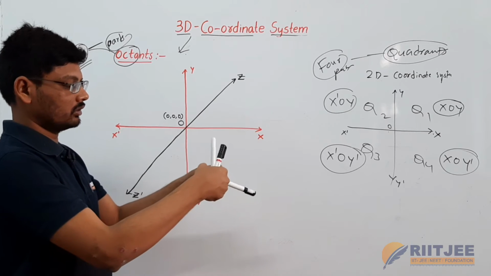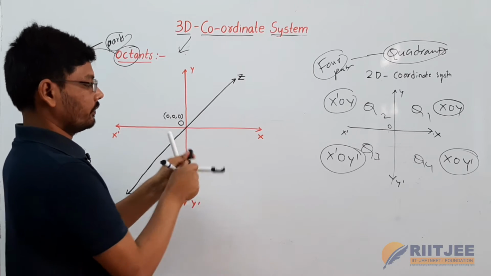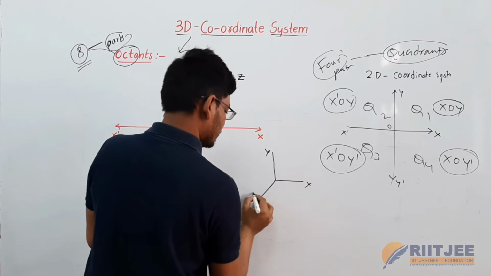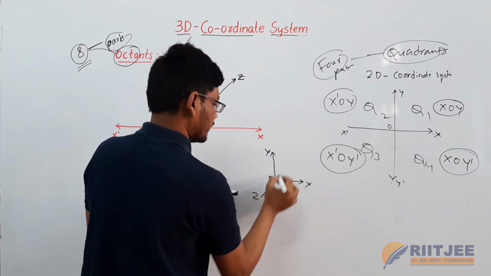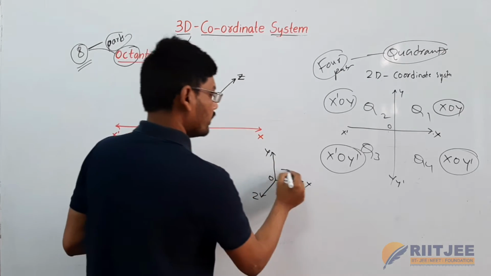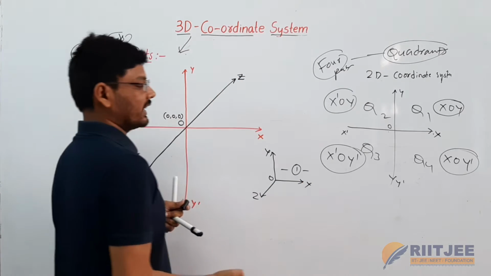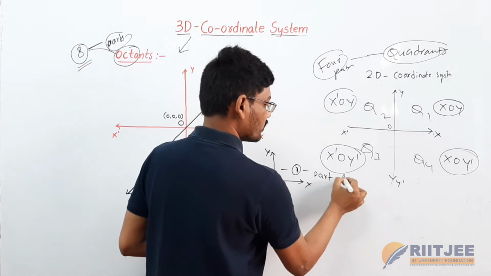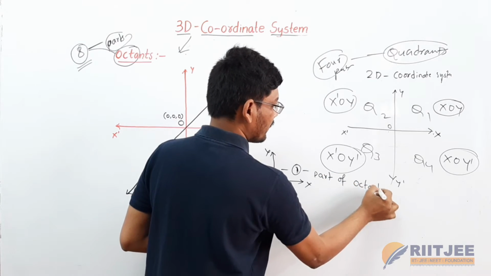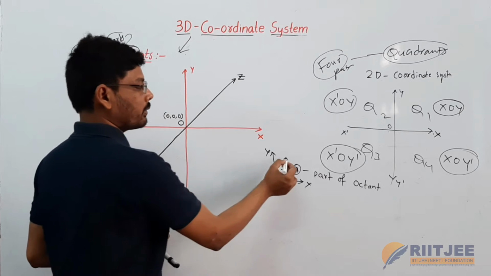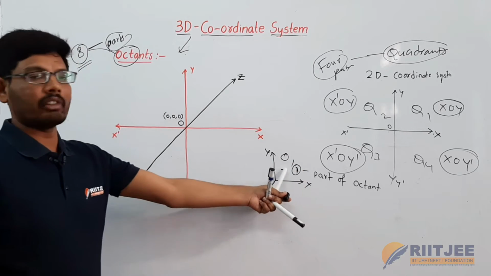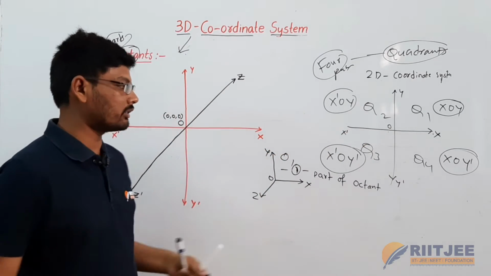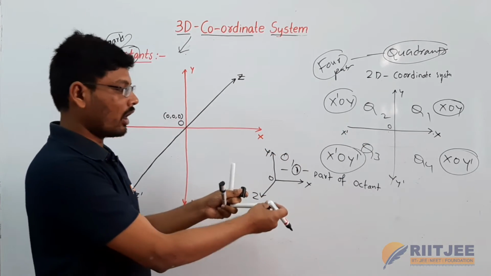this is generally x, y, z. This is the origin, x, y, z. This is one octant here, one part of an octant. This is one part of octant O1. This is octant 1, like quadrant 1, here octant 1. This is one part of an octant. Here x, y, z are all positive here.